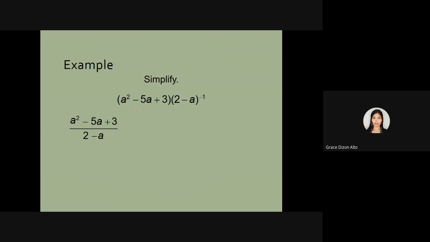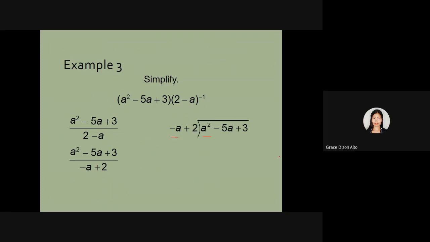To eliminate our negative exponent, we will make the polynomial 2 minus a as our denominator of our first factor, which is a squared minus 5a plus 3. It will become now our divisor, 2 minus a. So arranging thus the terms, we will have the variable first followed by the constant. So the sign of a will retain, it will become negative a. And the sign of 2 is positive, so it will retain as positive 2.